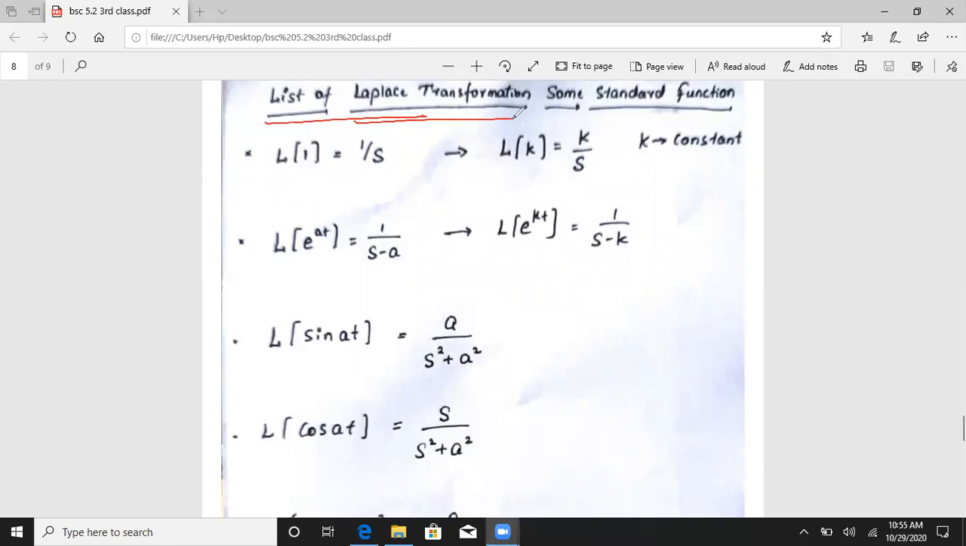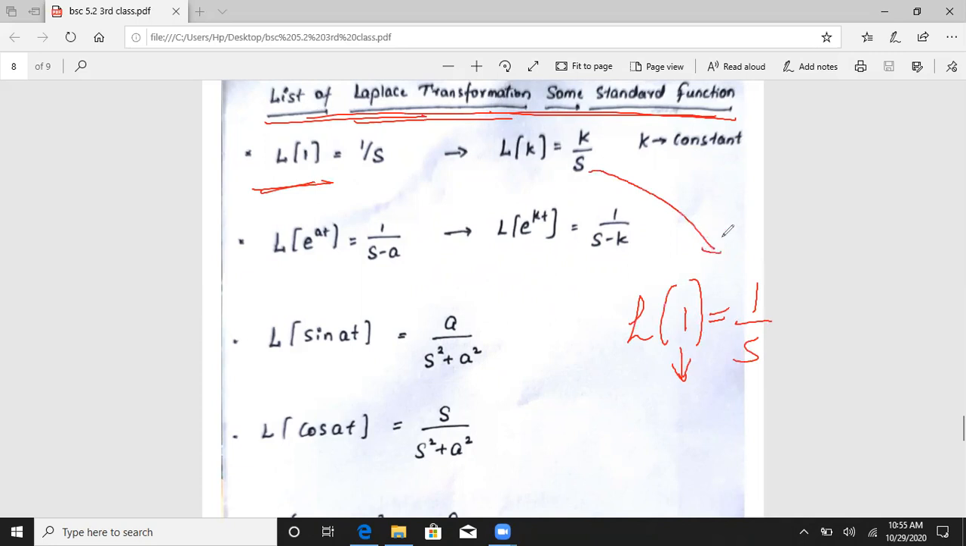Here is the list of Laplace transformations of some standard functions. We have already solved these functions. The Laplace transformation of a constant 1 is equal to 1 by s. Instead of writing a constant of any value, we write k, and the answer is that constant value divided by s, where k is a constant.